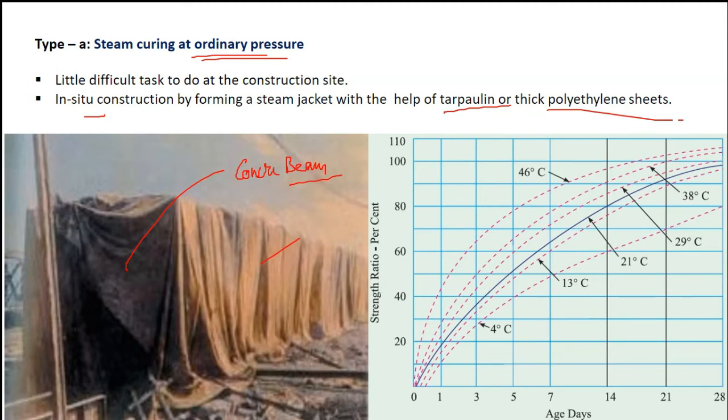As you can see, the graph here helps you understand the age of curing and the strength it achieves. Of course, it depends on the temperature of the steam, right? If the temperature of the steam is around 46 degrees centigrade, this is the graph that you are going to see, with the age of curing, the time of curing, and the strength ratio.